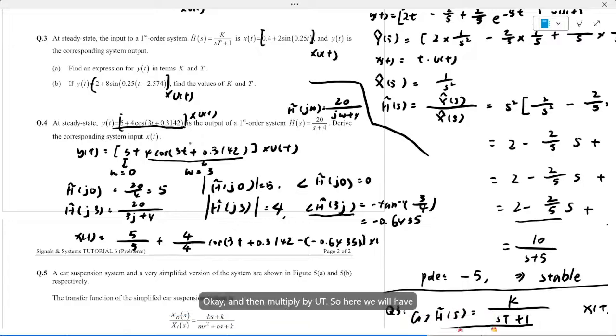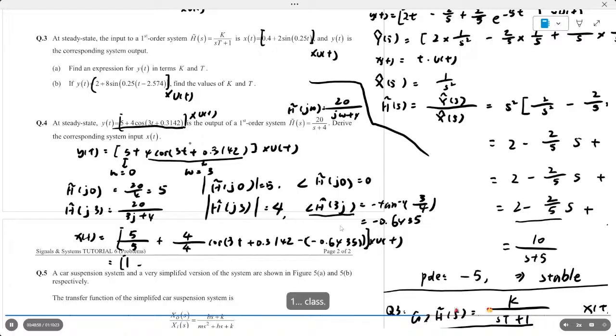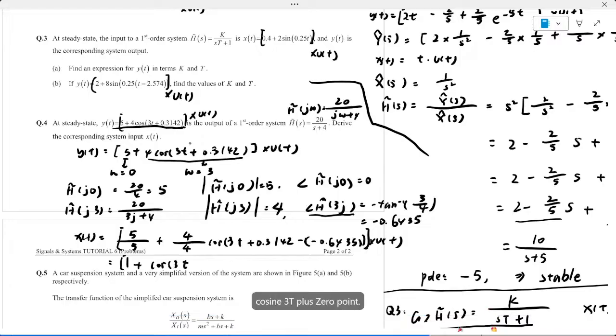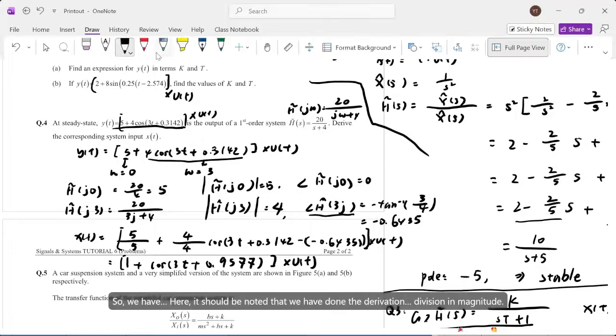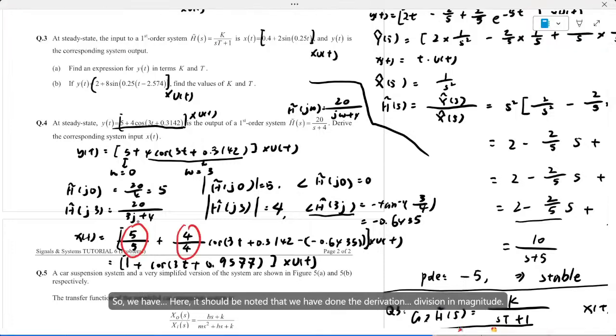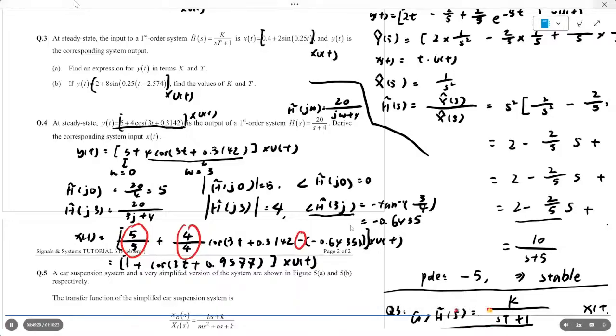Okay, and then multiply by u(t). So here we will have 1 plus cosine (3t plus 0.9577), and then multiply by u(t). It should be noted that we have done the division in magnitude and subtraction in phase.